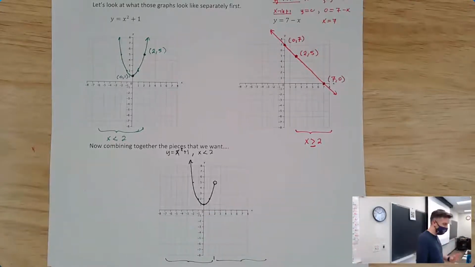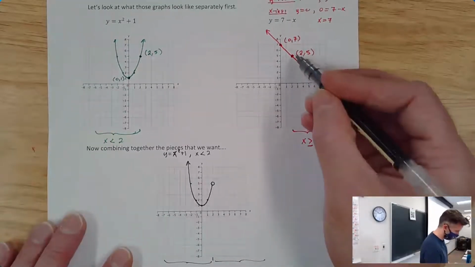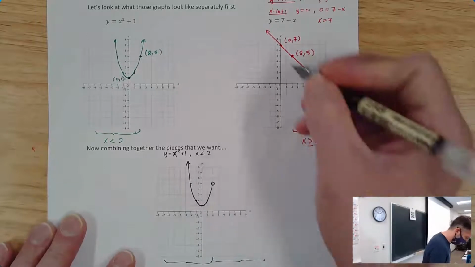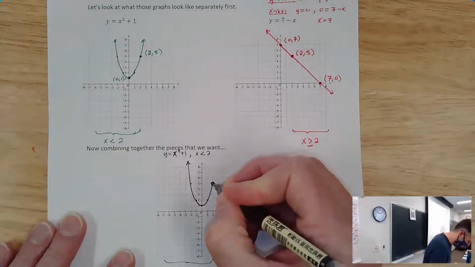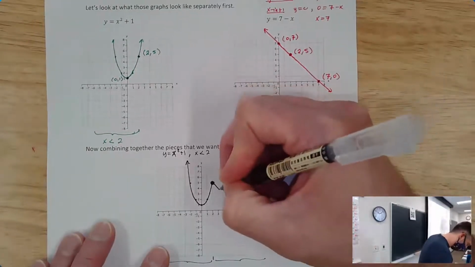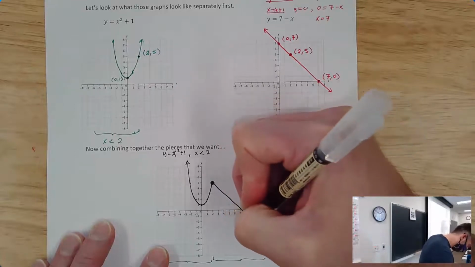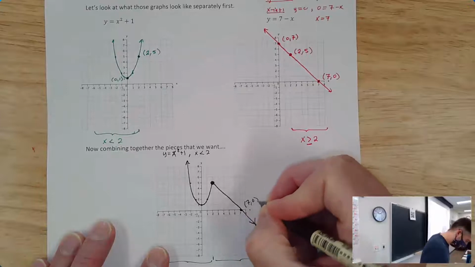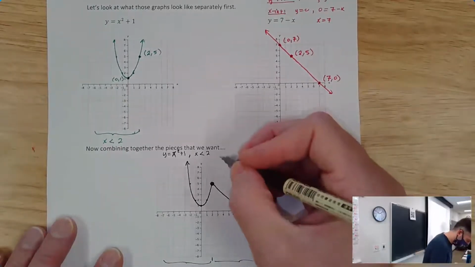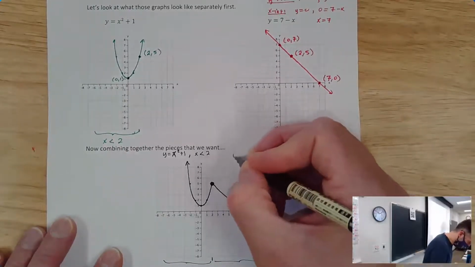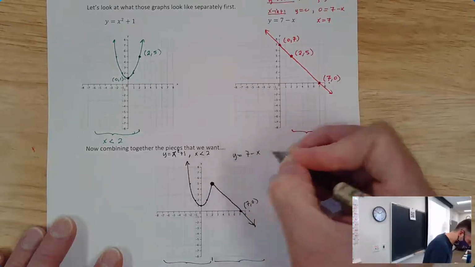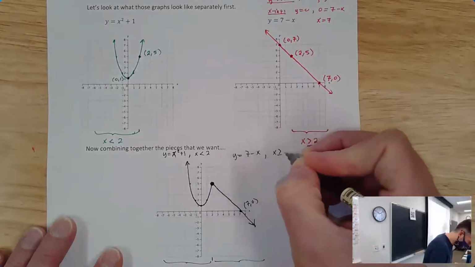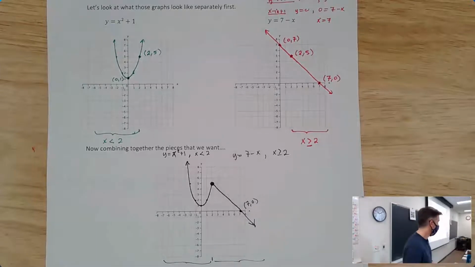But then the other piece comes along and fills in that hole. The other graph happens to have the exact missing point. So the other one, we get that there, and then we get every part that's to the right, which looks like that and has the x-intercept of 7. So this part here is y equal to 7 minus x, when x is bigger than or equal to 2.